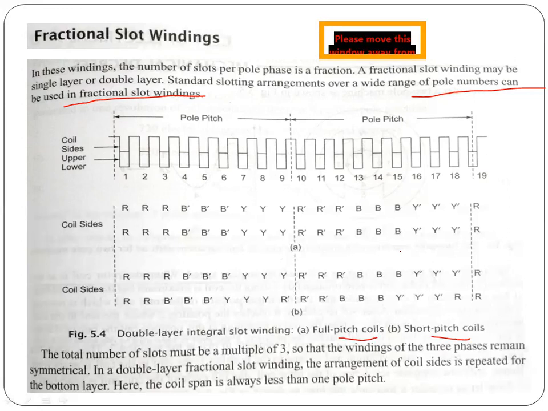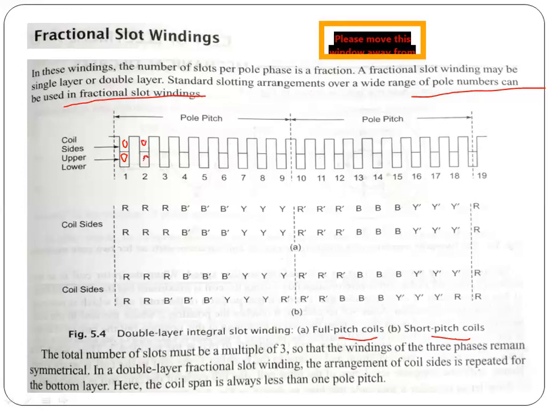So we can see that the pair of R and R dash are made equal in number, B and B dash are made equal in number, and Y and Y dash are equal in number. That means each coil is divided into 2 slots. That means it is double layered. Here we can place two coils in 2 layers.